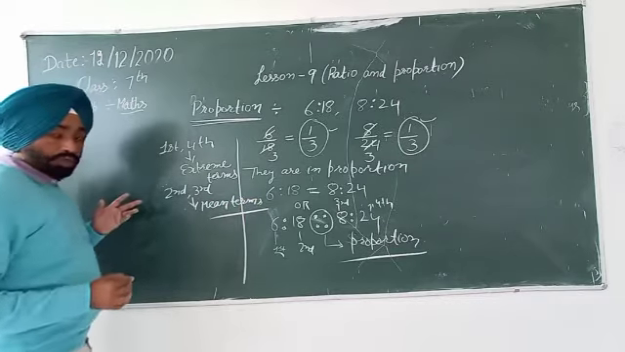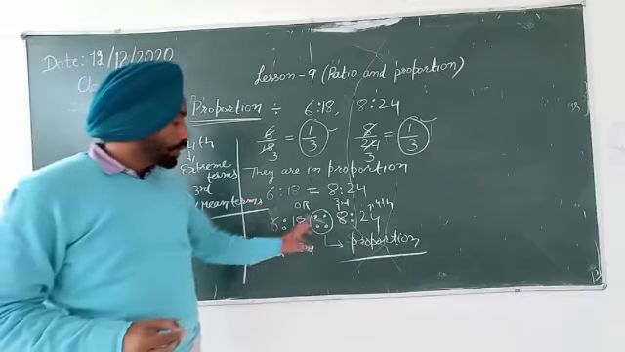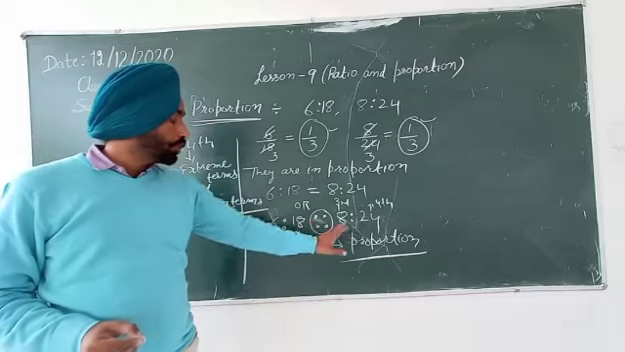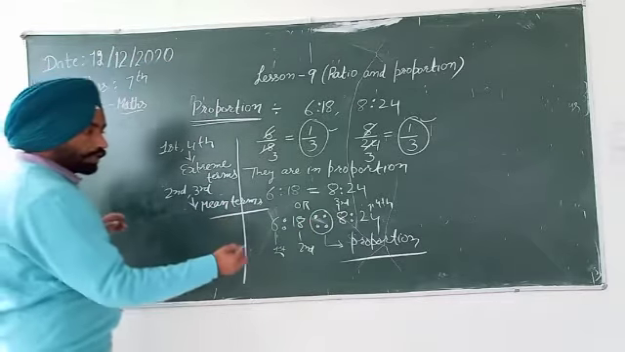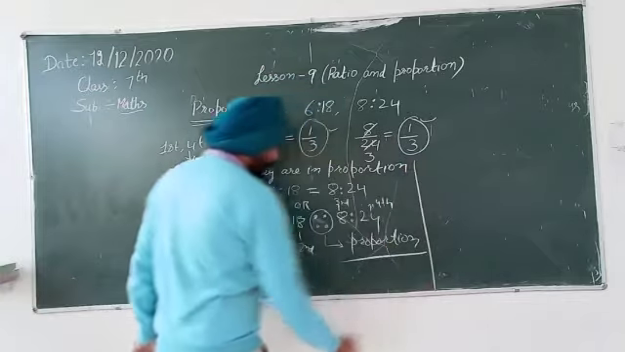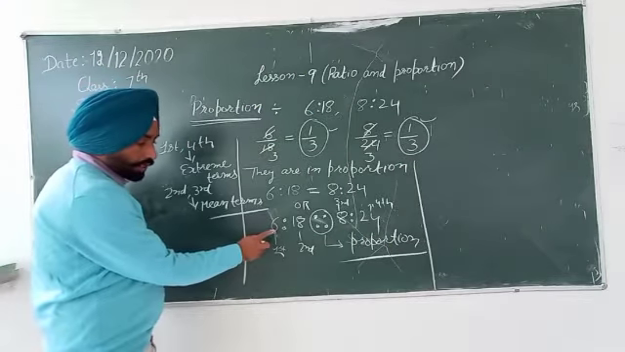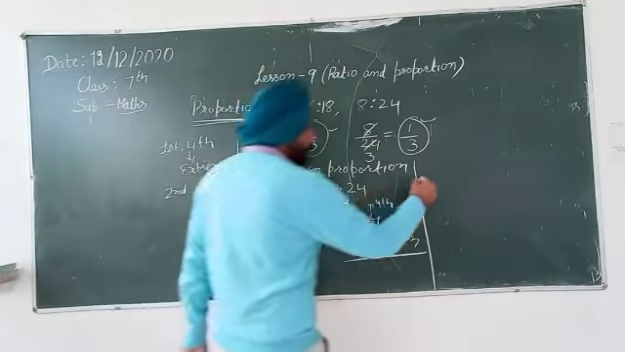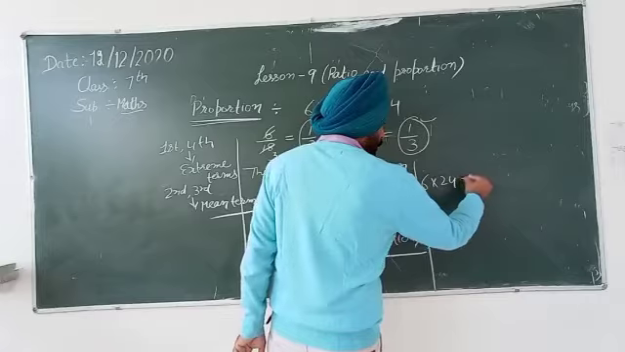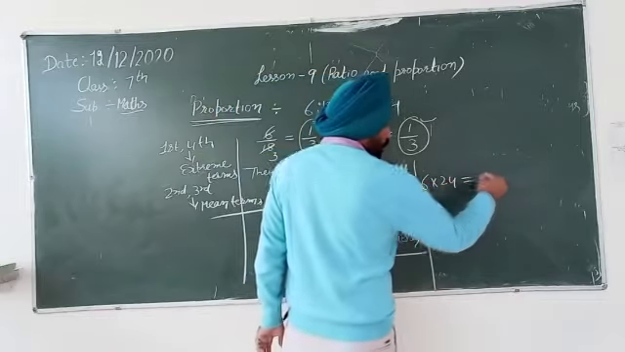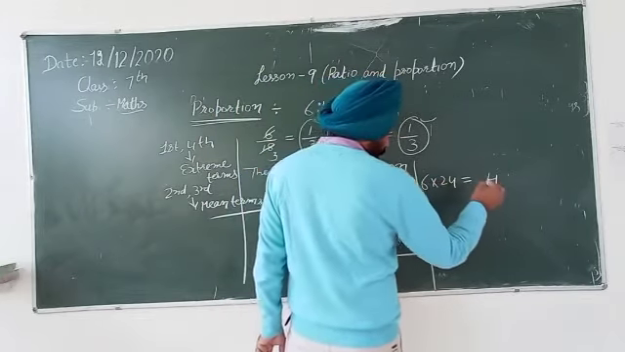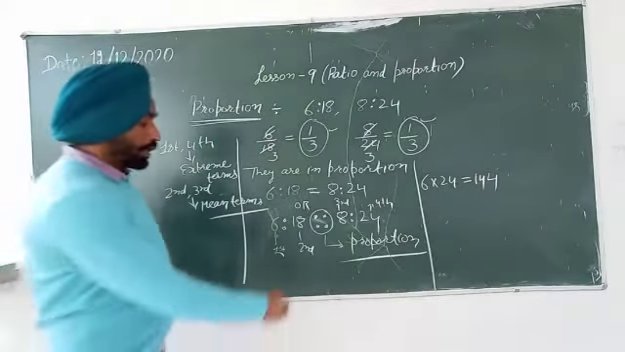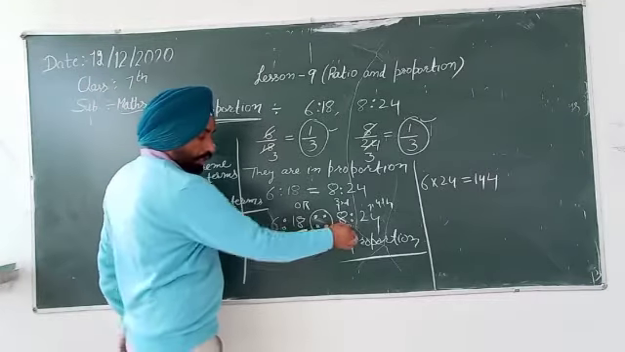So if they are in proportion, then product of first and fourth, the product of extreme terms, will be equal to product of mean terms. Check whether the product is equal or not. So product of extreme terms, what are extreme terms? 6 and 24. So 6 multiplied by 24 is equal to 144. And product of mean terms are 18 and 8.